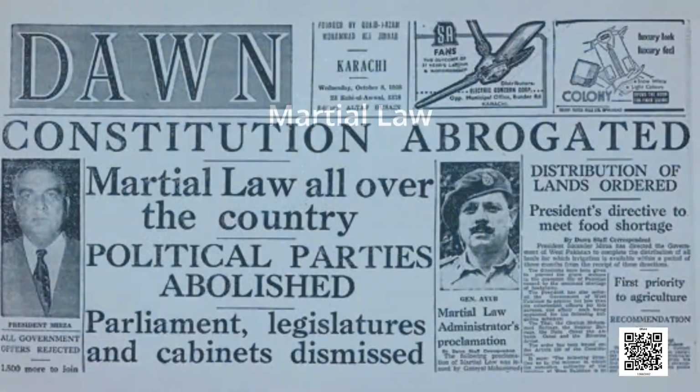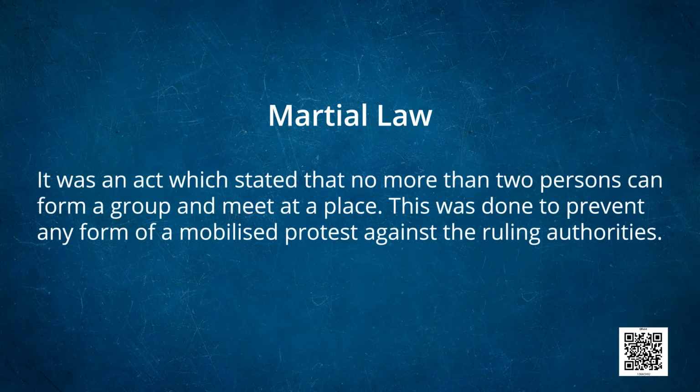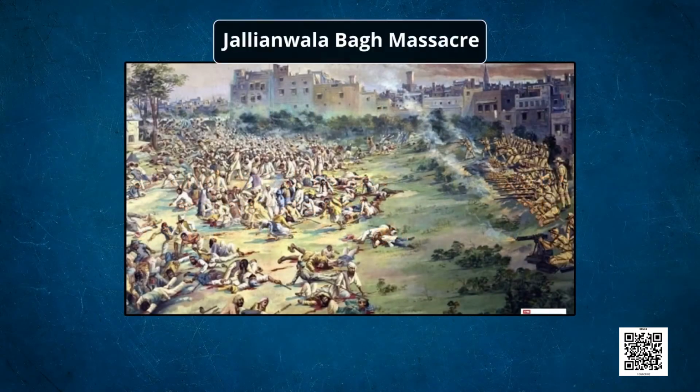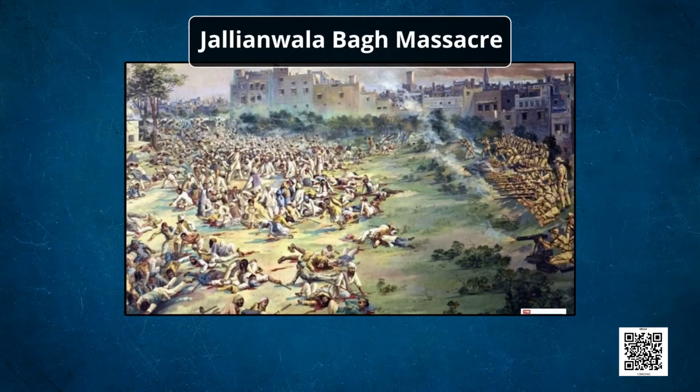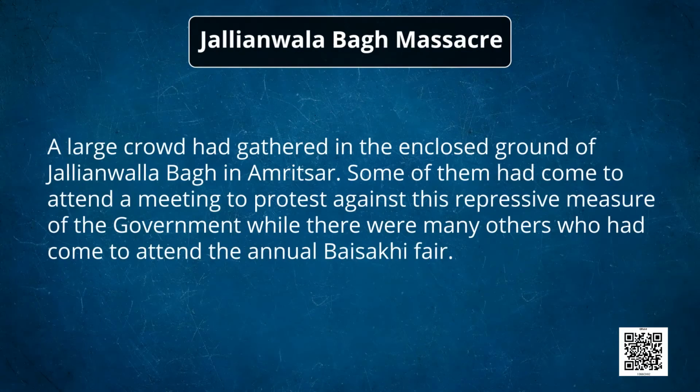Now, children, what was martial law? It was an act which stated that no more than two persons can form a group and meet at a place. This was done to prevent any form of mobilized protest against the ruling authorities. And this coincided with the Sikh festival of Baisakhi, it was a Baisakhi day when this happened. A large crowd had gathered in the enclosed ground of Jallianwala Bagh in Amritsar.